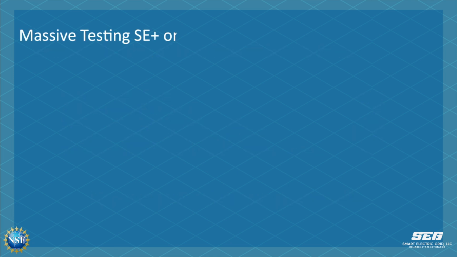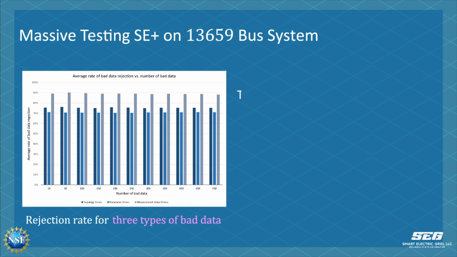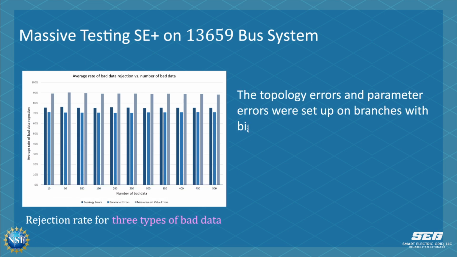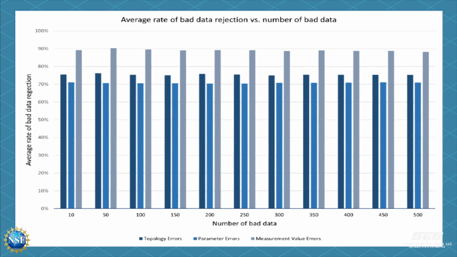The standard to select the topology errors is that it cannot make the entire system unobservable, and the real power line flow is larger than 80 megawatt. For each type of bad data, the number of bad data we tested was from 10 to 500, and for each number we ran SE Plus on 100 randomly selected bad data. The final results show that the bad data rejection rate is between 70% and 90%.